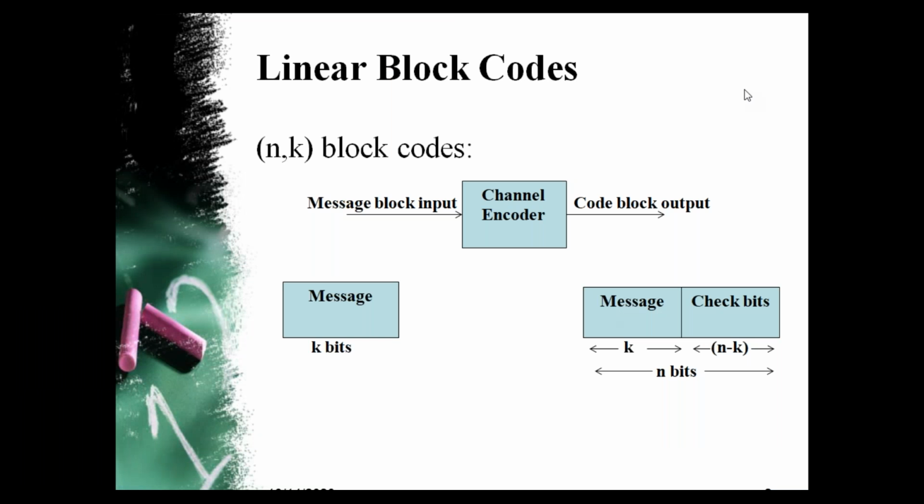That is, in the (n,k) block code, k message bits are given as the input, and in the final code word corresponding to those k message bits, k bits will be message bits, and the n minus k bits will be the check bits.